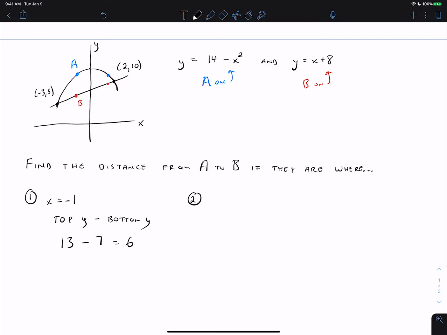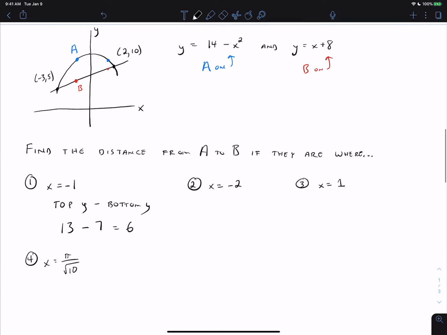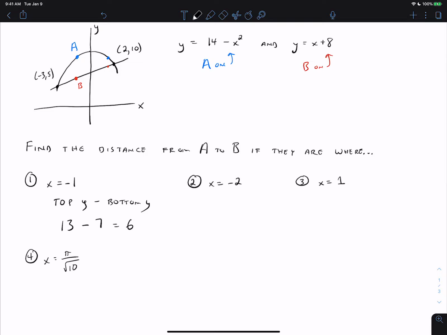Okay, so I want you guys to try it, and again, please pause the video and do this. I want you to try it for x equals -2, at x equals +1, and at x equals pi over the square root of 10. Okay, so pause the video, see if you can come up with those distances, and then we'll check them together in just a minute.